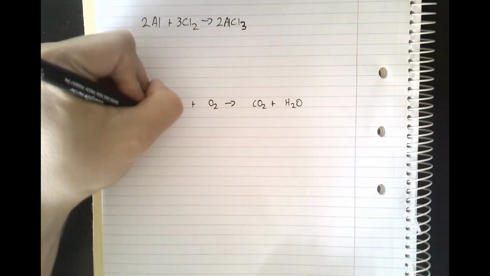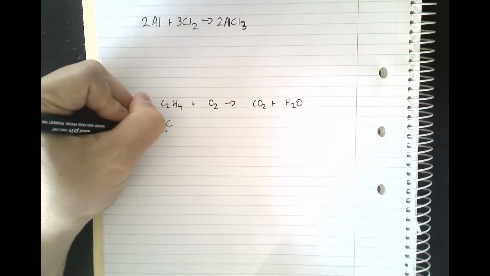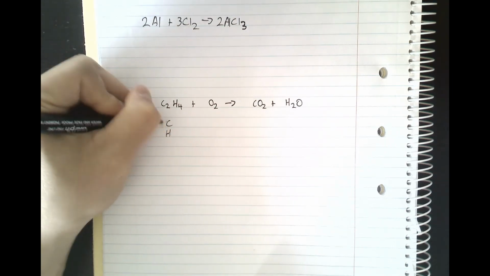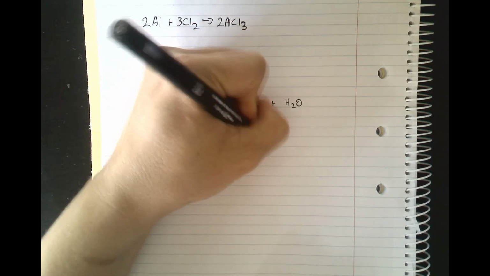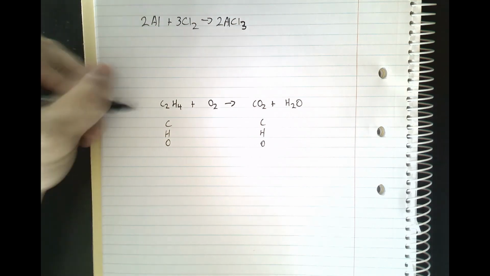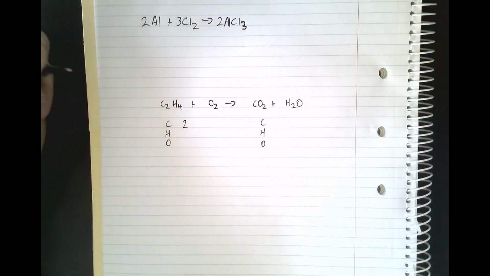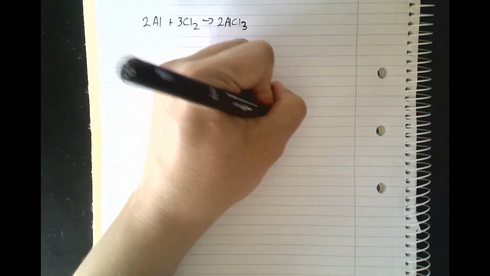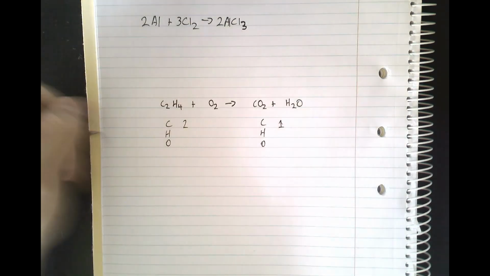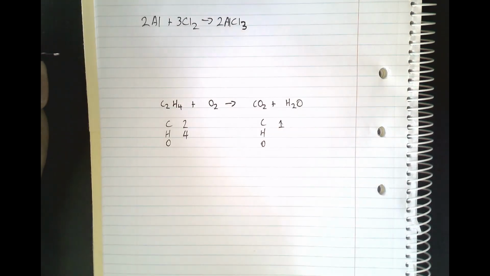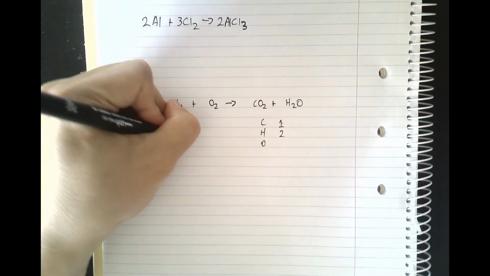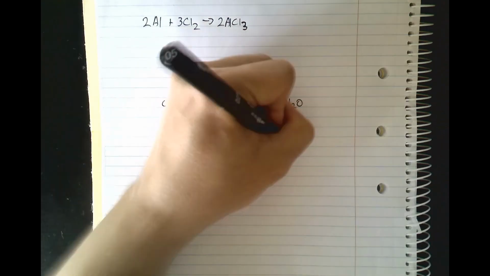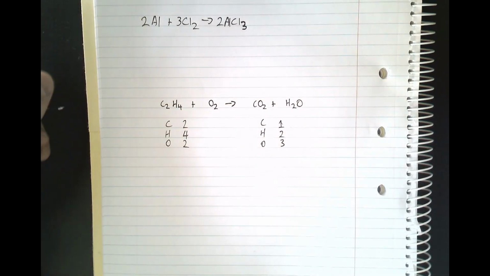Now, if we draw up our chart, we're going to write down all of the types of elements that we have. So carbon, hydrogen, and oxygen on both sides. And what we're going to do is count them up. So there are 2 carbons currently on the reactant side, but only 1 carbon on the product side. We have 4 hydrogens on the reactant side, only 2 on the product side, and for oxygen, we have 2 and 3. So a clear imbalance of all of the elements that are present.